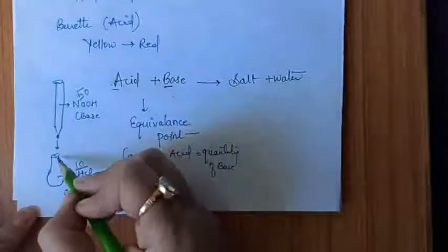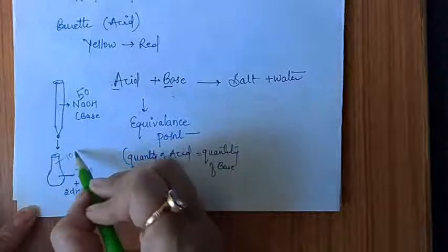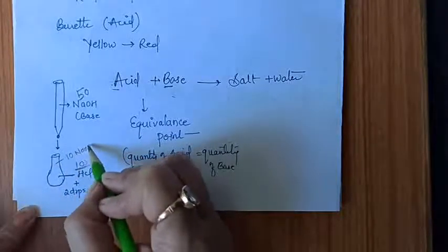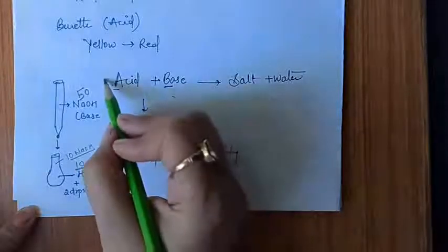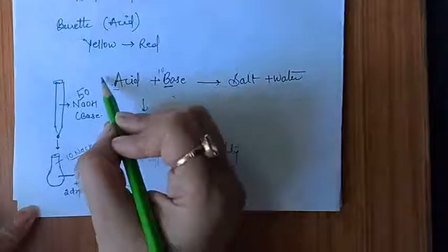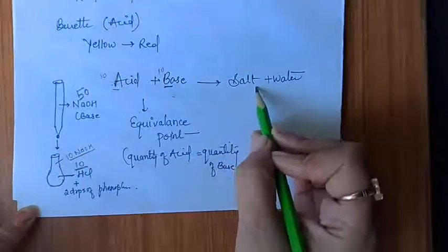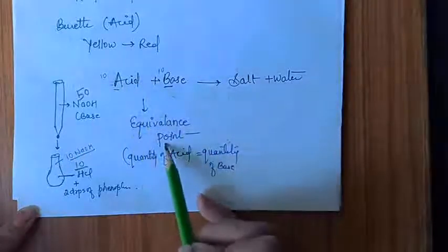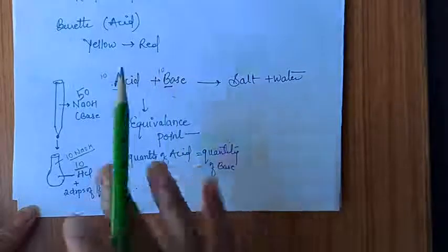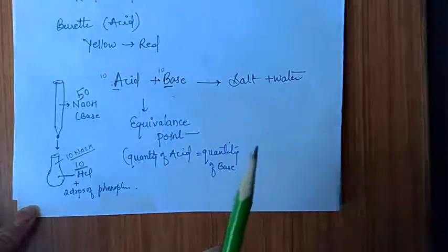Suppose you have added 10 molecules of NaOH. So 10 NaOH is equal to 10 HCl. Salt is made, water is made. Neutralization is over. So this point will be called as equivalence point, at which acid and base quantity is equal. They have neutralized each other.